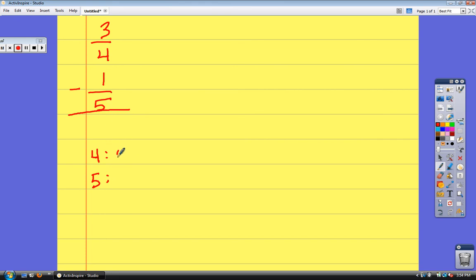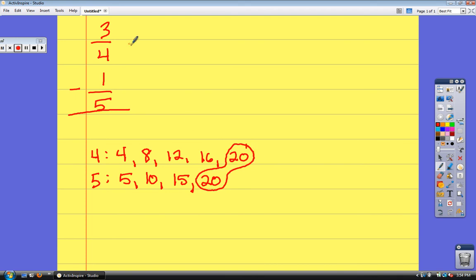So if you start with 4, we have 4, 8, 12, 16, 20, and we'll go 5, 10, 15, 20. So we can see that 20 is our least common multiple. So we're going to make equivalent fractions with 20 as the denominator.